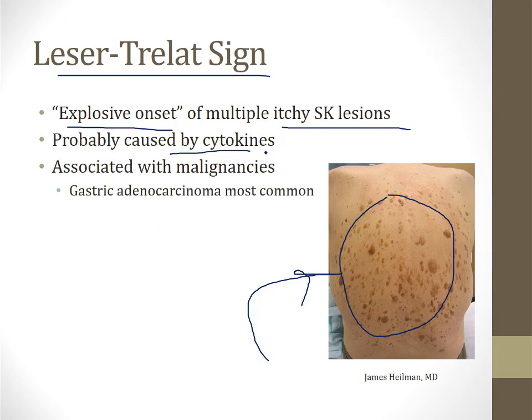It's probably caused by cytokines, and the high yield thing to know about this is it's associated with malignancies. Gastric adenocarcinoma is the most common. So a classic board question is a man who presents with the Leser-Trélat sign and they ask you what to do next, and one of the things you should think about is looking for evidence of gastric adenocarcinoma.